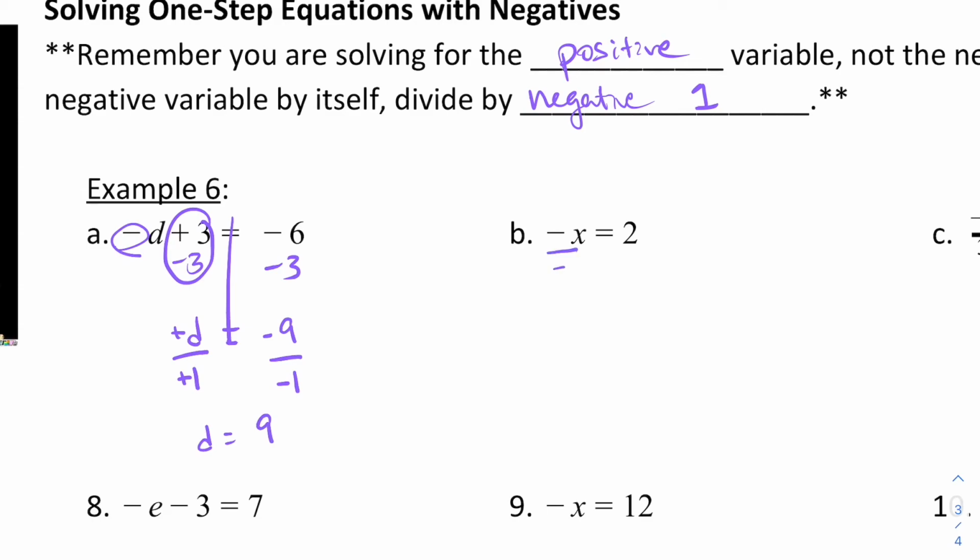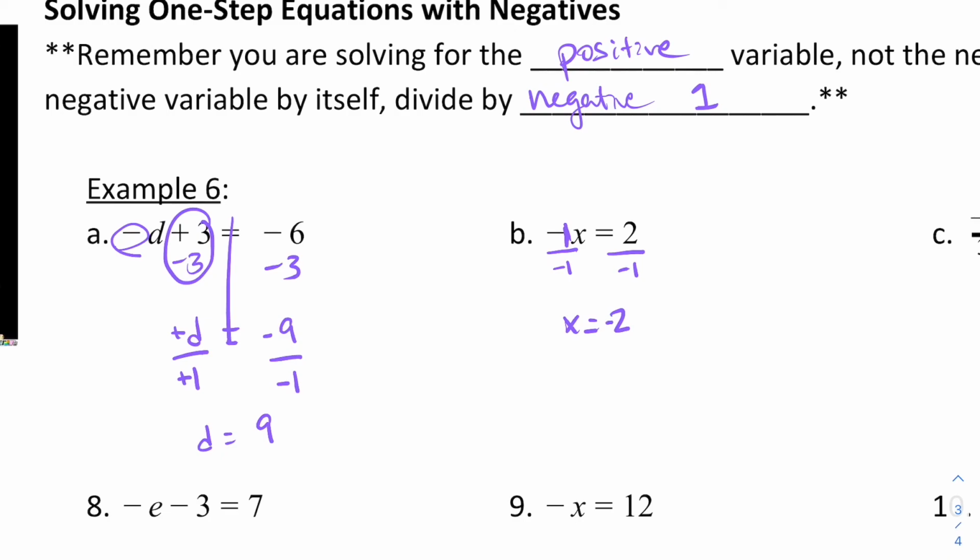Same thing with letter B. Divide by -1, divide by -1. Remember, you always have to do the same thing to both sides. Why do I divide? Because remember, I have a -1 in front of my x, right? Because it's -1 times x. So I have to do divide by -1, divide by -1. X equals +2. Oh, excuse me, -2.